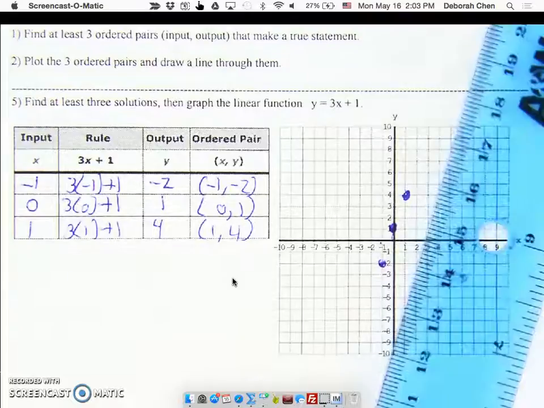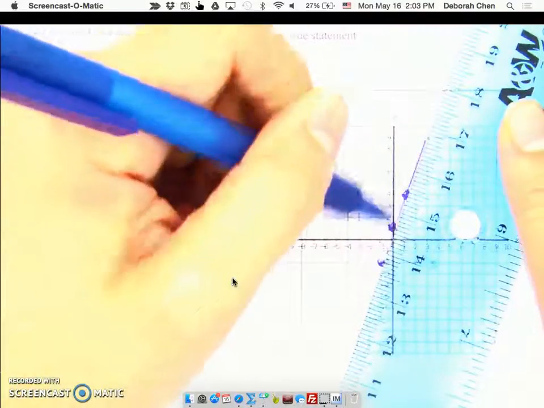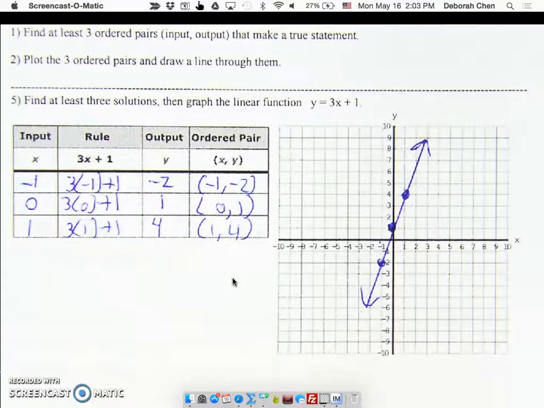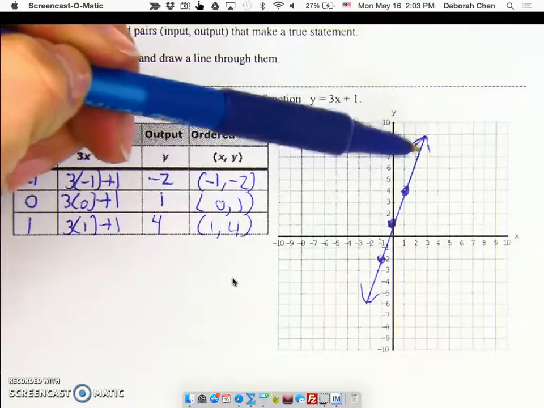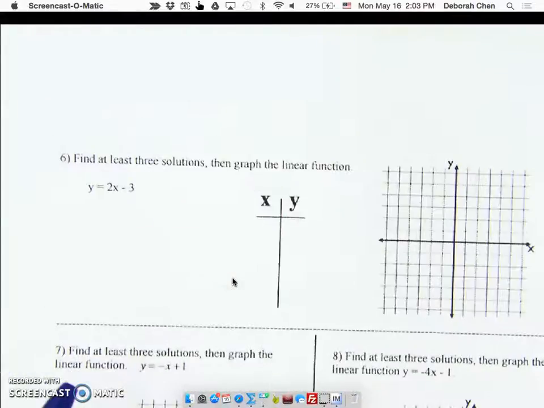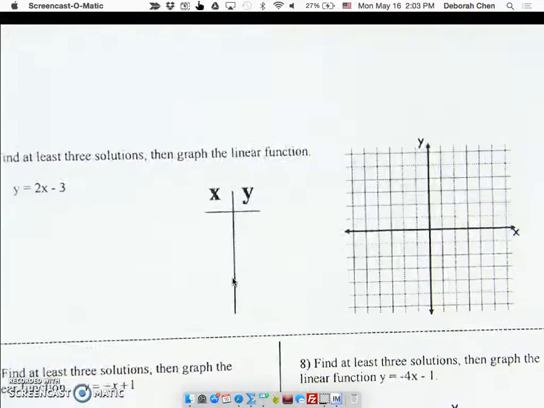Here's my line with arrowheads at the end to indicate that the line goes on forever in both directions, and every single dot on that line, even the ones that I didn't actually plot, is a solution to this equation. If you plugged it in, it would be a true statement. Okay? You'll see, starting from number 6, that our table no longer looks so complicated.